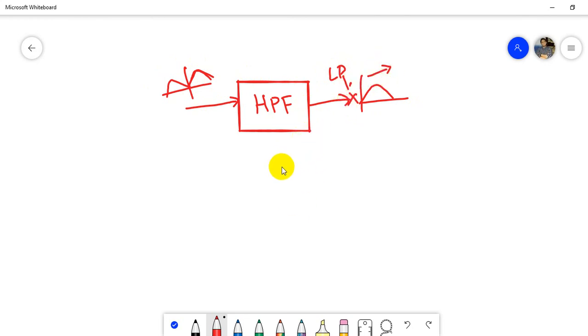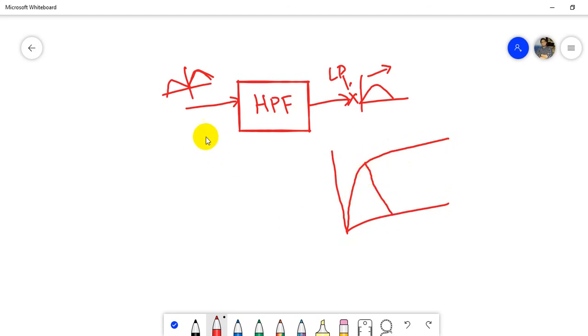In practice, it is very difficult to implement this ideal filter because we do not have perfect edges, as a 90 degree rise time and fall time is not possible. So you will get a response something like this. This is the higher frequency.